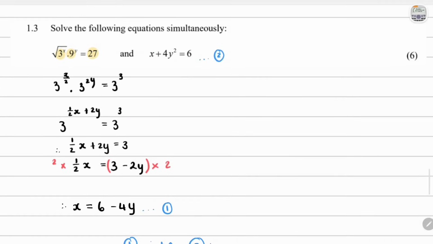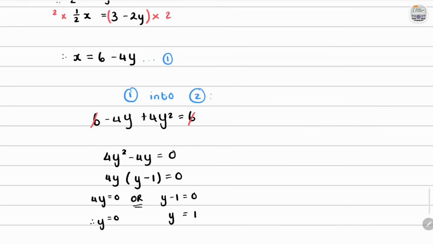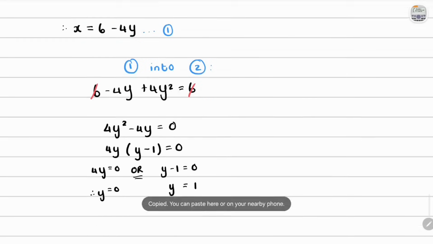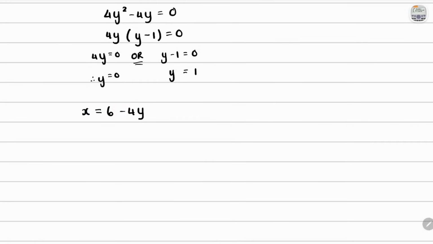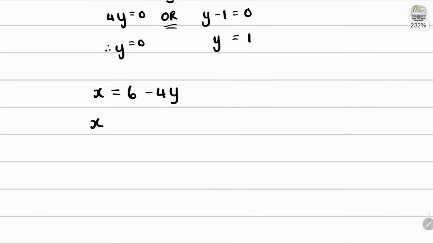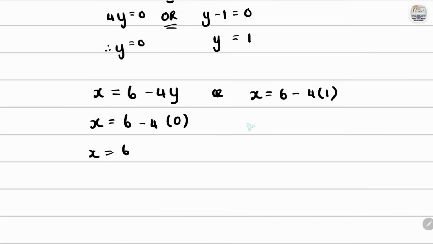And now that we found y, we can find x. This is the only equation where x was nicely the subject. So we can substitute those values of y into this equation. So we're simply saying that x is equal to 6 minus 4, and in place of y is 0, therefore x is equal to 6 minus 0, which is just 6, or x is equal to 6 minus 4 times 1, and that's 6 minus 4, and therefore x is equal to 2.